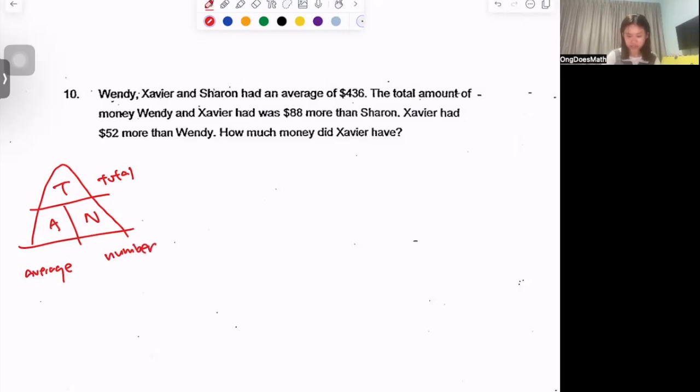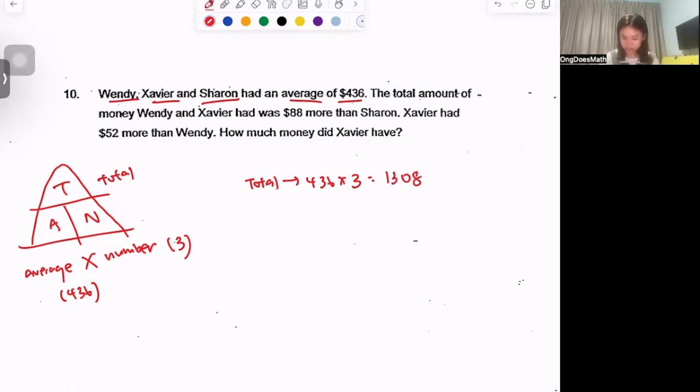Okay, so we got 3 characters here. So number is 3. And they tell you average is 436. So we can find the total amount that these 3 people have, right? And that will just be the average times the number. So it's 436 times 3. Punch into your calculator, you should get 1308. Now we can kind of draw the model.